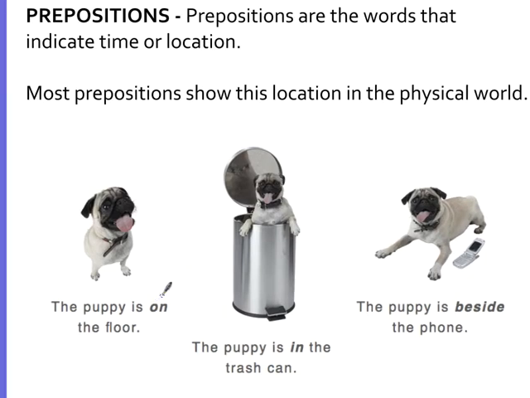The puppy is on the floor. Where is the puppy? On the floor. So on is a preposition that is indicating location. The puppy is in the trash can. The puppy is beside the phone. Right? These prepositions are used to add description to tell you where the puppy is.